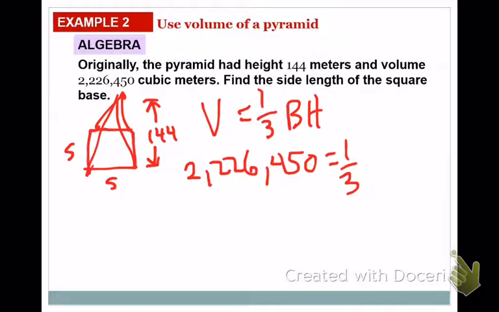The base, what's the area of the base of a square? We don't have numbers, but what would it be? What formula would it be? Side squared, yeah, S times S. So 1/3 times S squared times the height was 144, right? So we have to solve for S squared. So I would divide, well, let's see, 144 divided by 3, that's going to be 48, right?